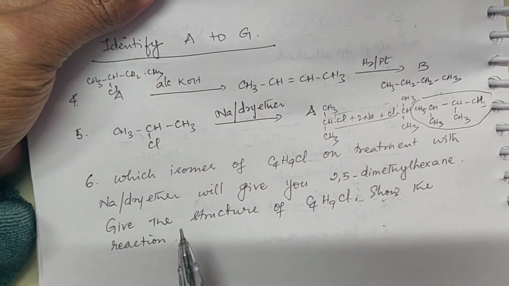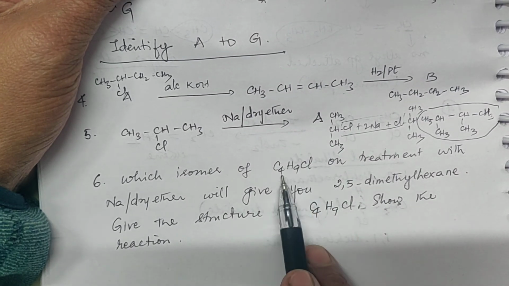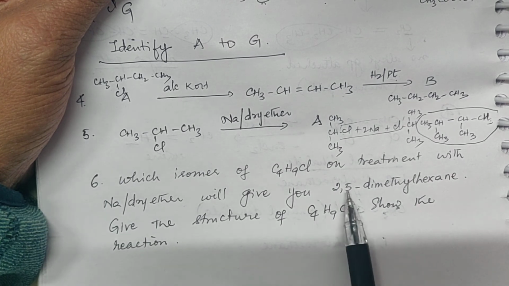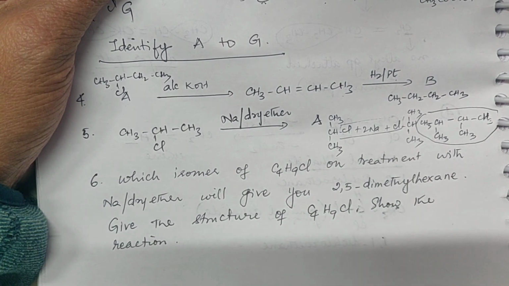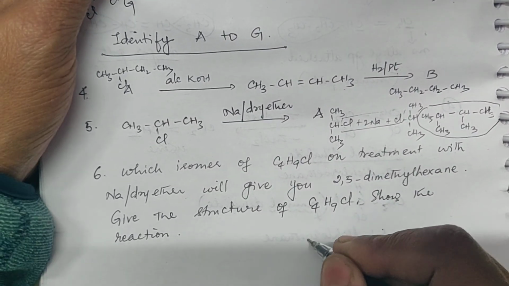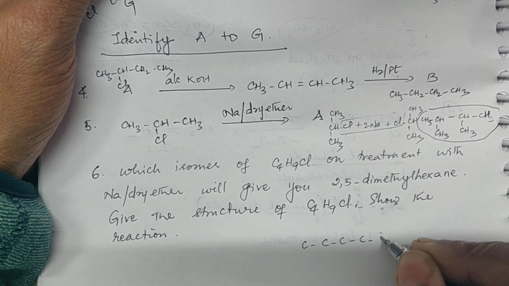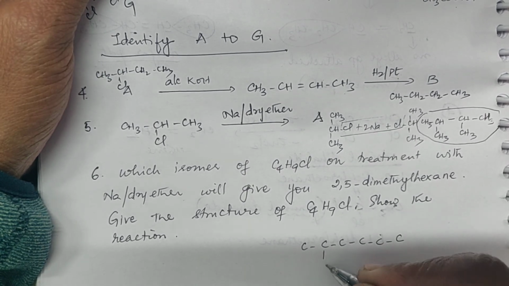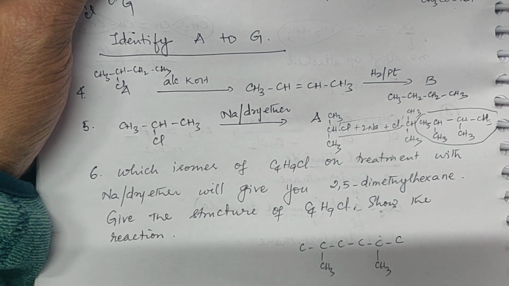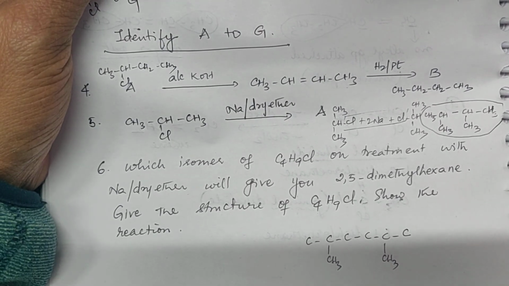Okay, now this is again another very interesting question. C4H9Cl on treatment with sodium and dry ether has to give you 2,5-dimethylhexane. Now how will you write 2,5-dimethylhexane? 1, 2, 3, 4, 5, 6, with one methyl on 2 and one methyl on 5. Okay? So this is the alkane you are getting.